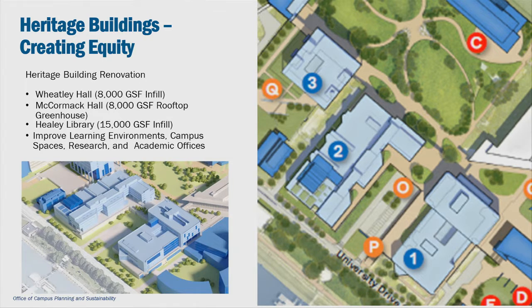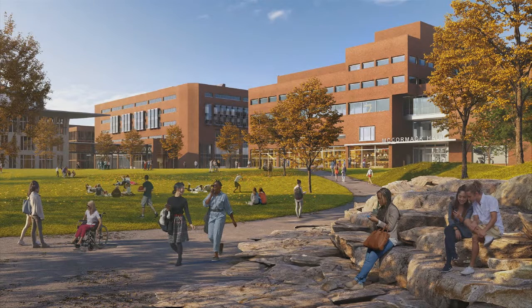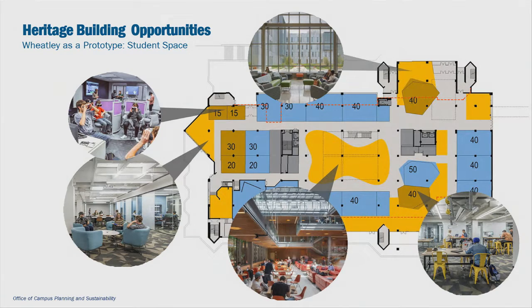The second part of the plan is to continue to look at creating more equity by renovating our heritage buildings, Wheatley, Healy, and McCormick. This is a view of the potentially renovated buildings from the new quad. The heritage buildings have a lot of opportunity to bring a lot of new uses, create more space, and develop a more welcoming and effective learning environment for our students on campus. So rebuilding, repurposing, and renovating the heritage buildings are a key component of our master plan.